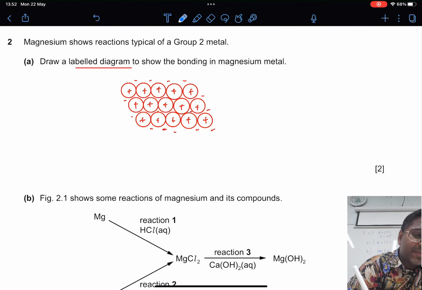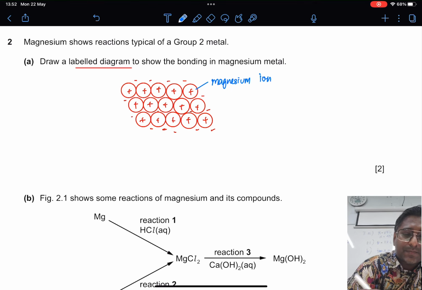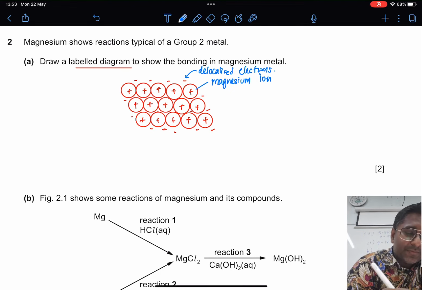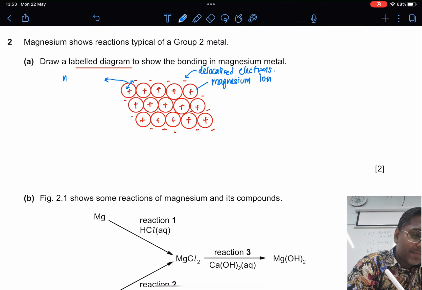So this one is going to be magnesium ion. Normally they form 2+, but it's okay to show 1+. So this one is delocalized electrons. So the bonding between the positive and the negative, the sea of delocalized electrons, is going to be known as metallic bonding.